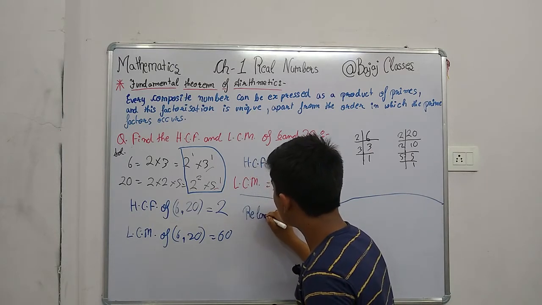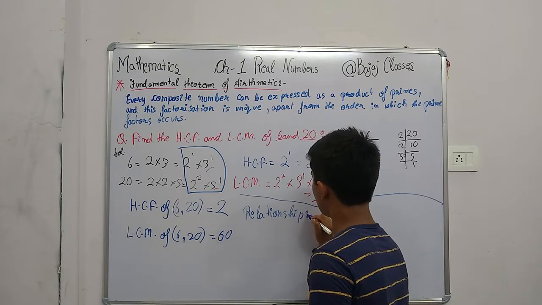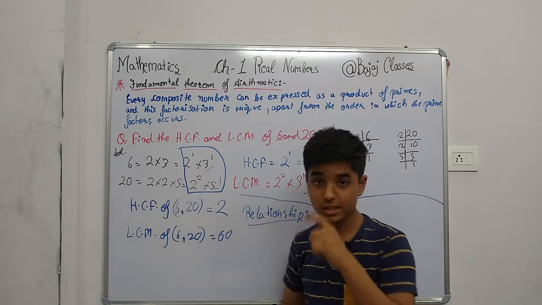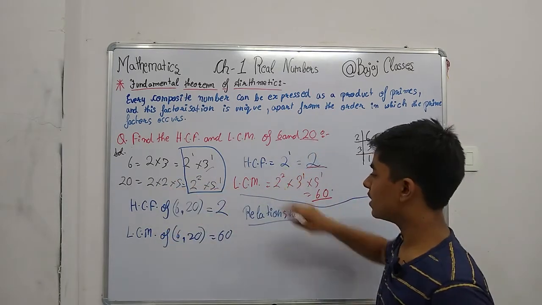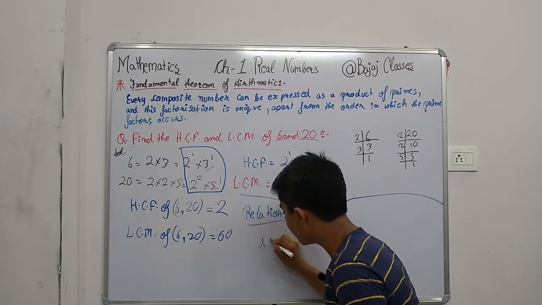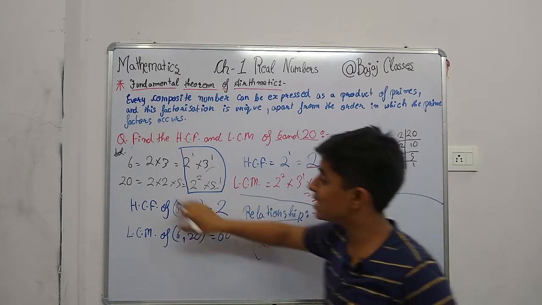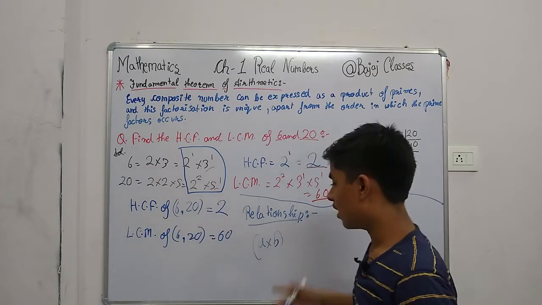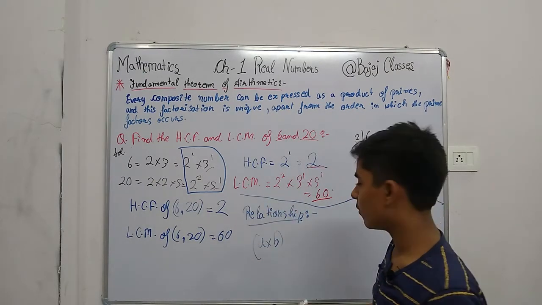The relationship. What is the relationship between these numbers, 6 and 20, and the HCF and LCM? So A into B, where A is 6 and B is 20. If there is a third number, you can mark it as C, whatever you want.